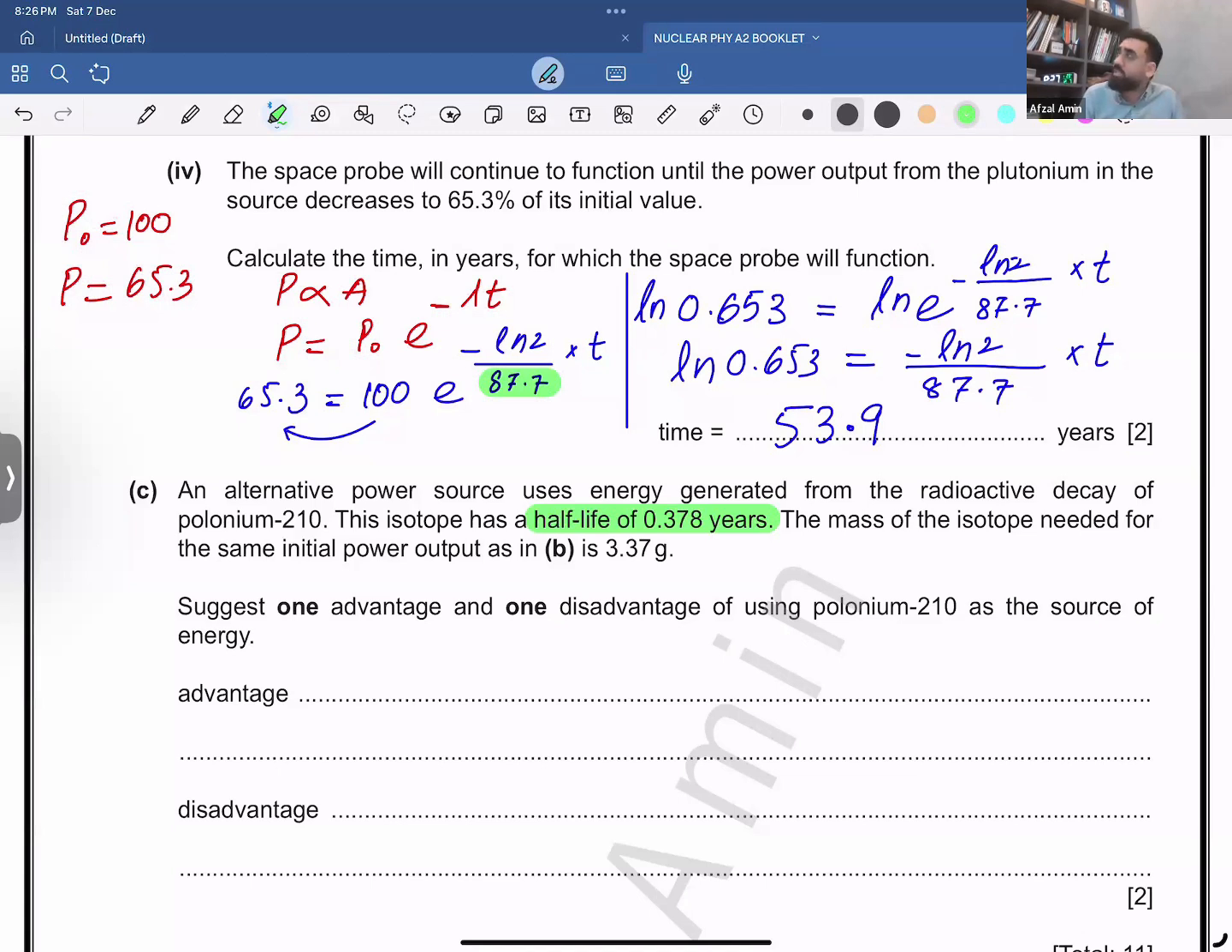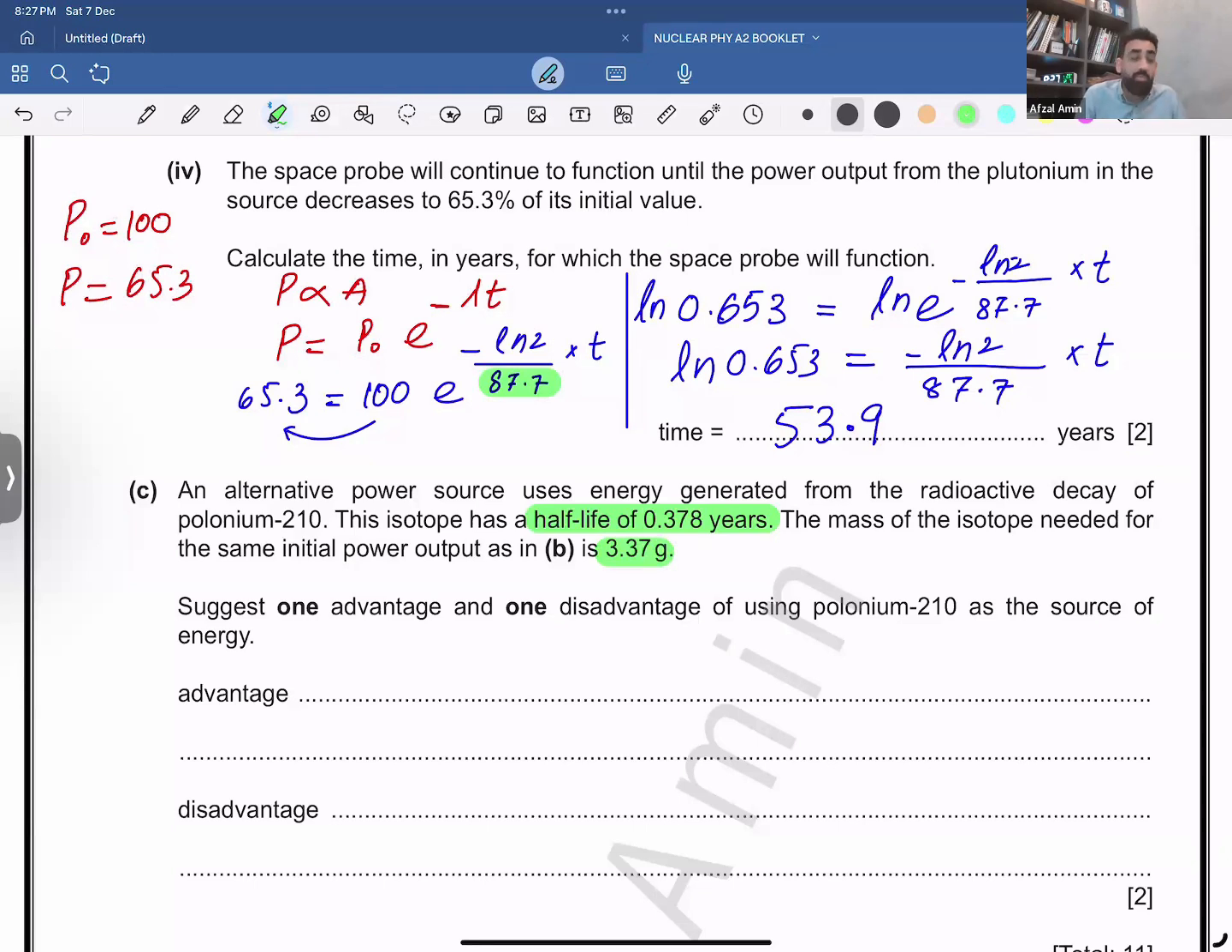Half-life of 0.378 years, what does it mean? It decays very fast, quickly. Okay. The mass of the isotope needed for the same initial output is 3 grams.